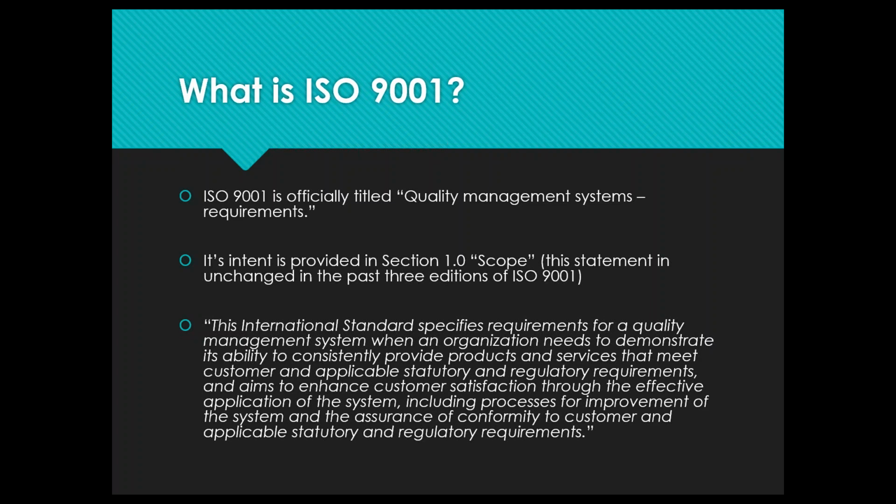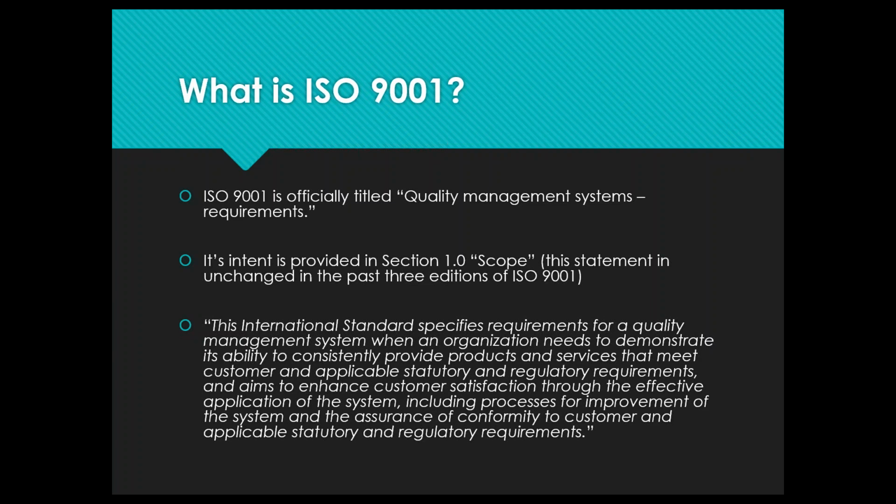ISO 9001's official title is Quality Management Systems - Requirements. And it's had that title since it was originally written. And the intent of ISO 9001 is unchanged. ISO 9001 is now in its 5th edition. It was originally published in 1988. Second revision was in 94, third in 2000, fourth in 2008. So this is now the 5th edition of the 9001 standard.